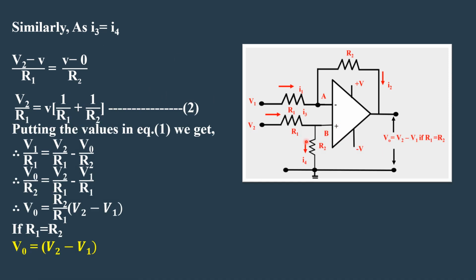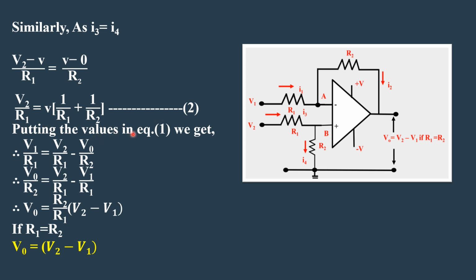Similarly, we can write it for I3 and I4. Here I3 will be equal to I4. Therefore, I3 is equal to V2 minus V divided by R1 and I4 is V minus 0 divided by R2. So from this step we can get V2 upon R1 is equal to V, taken common, 1 upon R1 plus 1 upon R2. We'll call this equation 2.